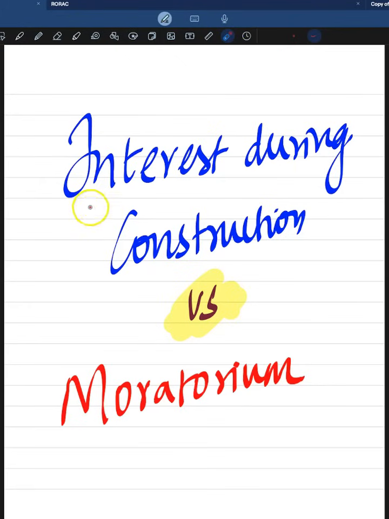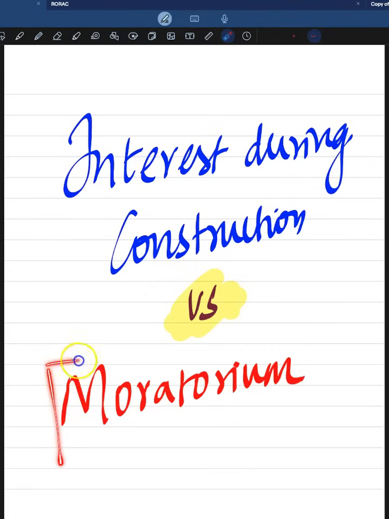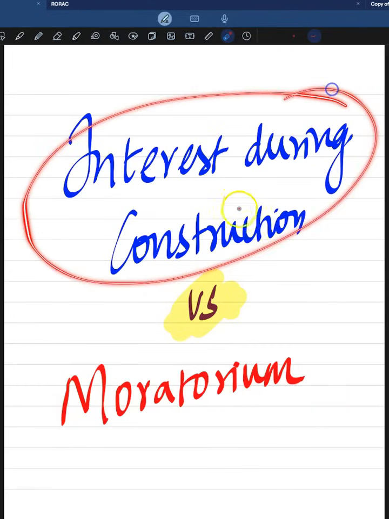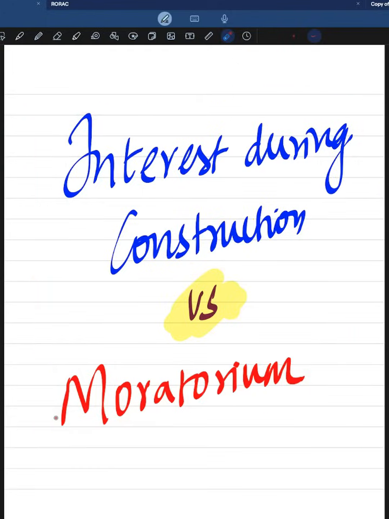In this video, let's try to understand the difference between interest that is capitalized during the construction period and the moratorium given for the loan. Why am I trying to find the difference between these two? Both these aspects come into the picture when an entity takes a term loan.